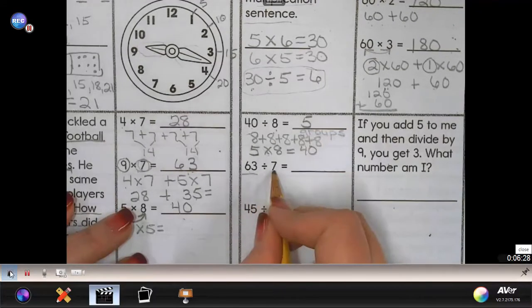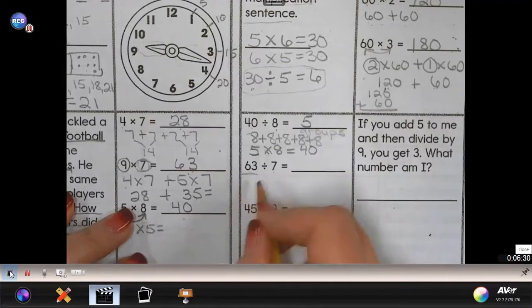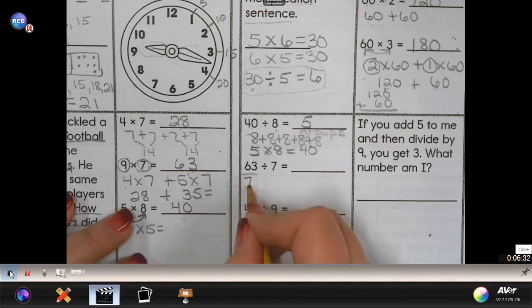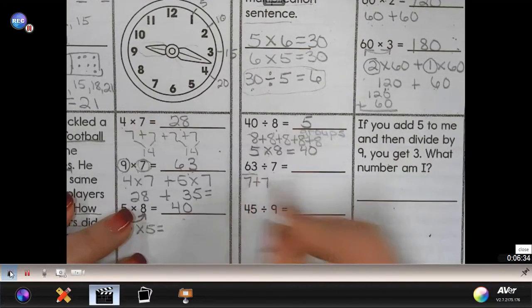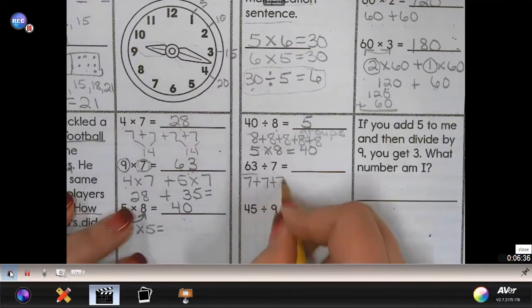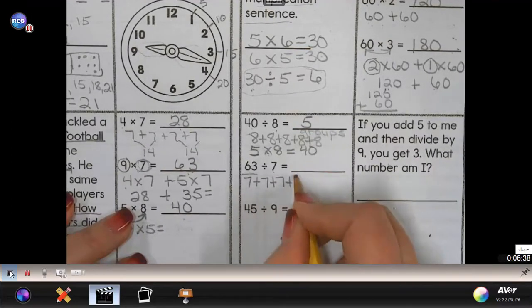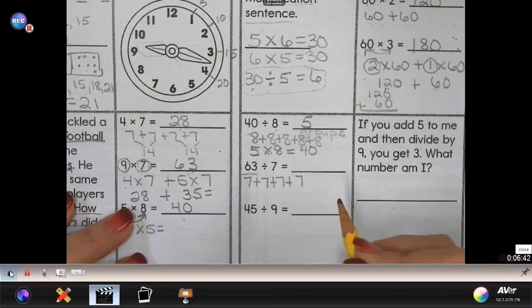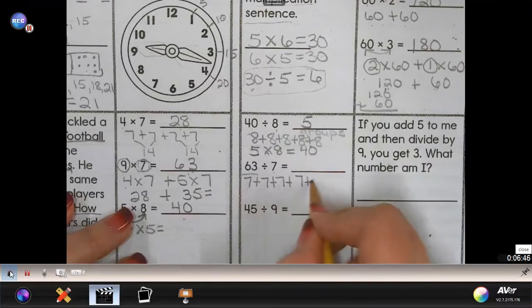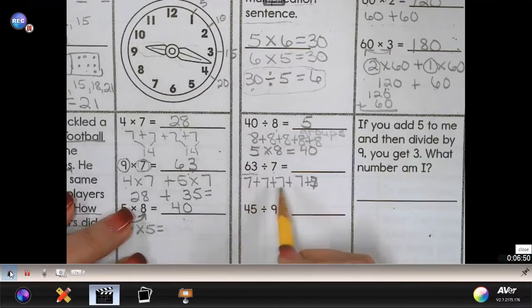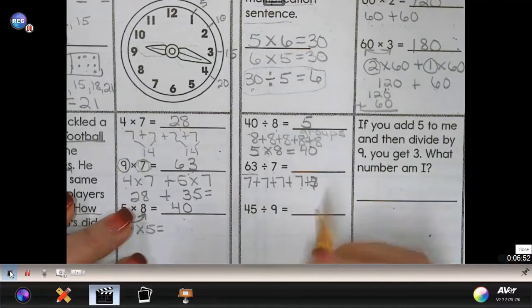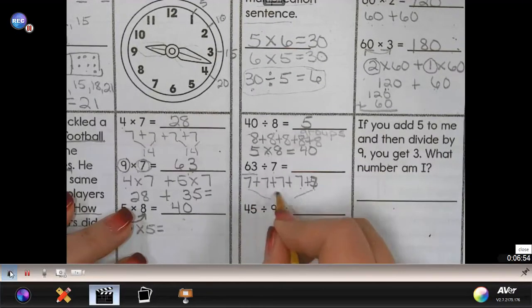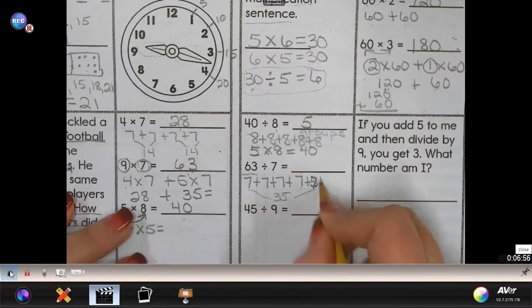We have 7s in each group, so we could skip count by 7s or add 7 plus 7 is 14, plus 7 is 21, plus 7. Now, I know what 5 times 7 is, hopefully. It's 35. So we could add up to at least 5 groups of 7. 7 plus 7 plus 7 plus 7 plus 7 is 35. Add another group of 7.